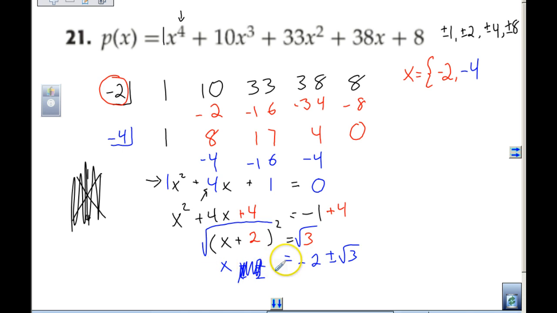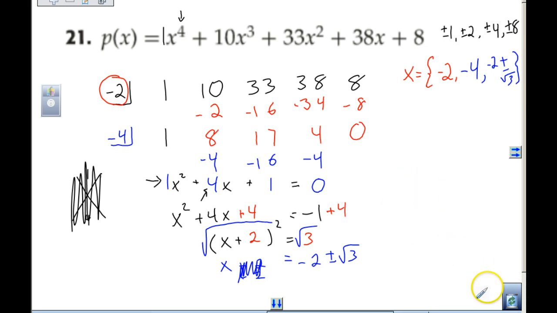So we have x equals negative 2 plus or minus root 3. And those are our last two roots. Negative 2 plus or minus root 3. So altogether I have 4 total.